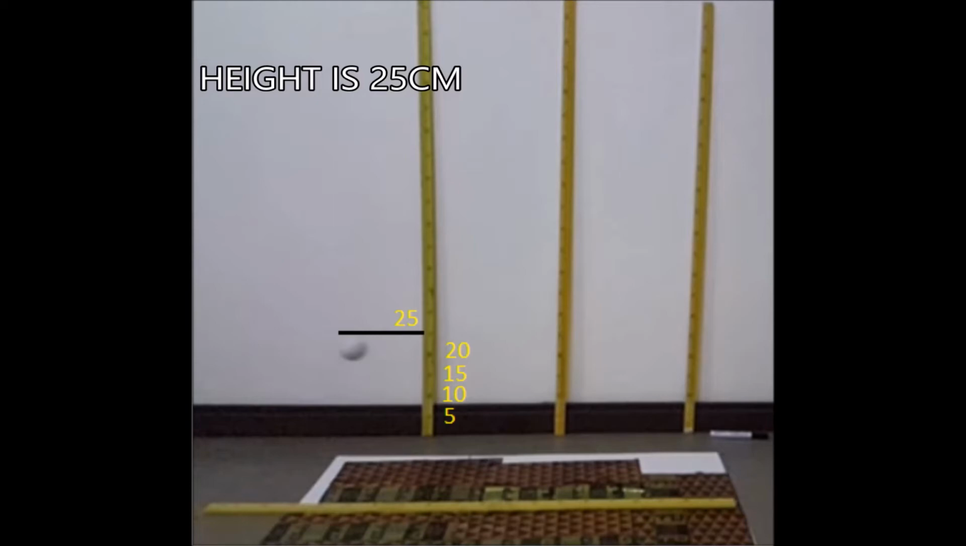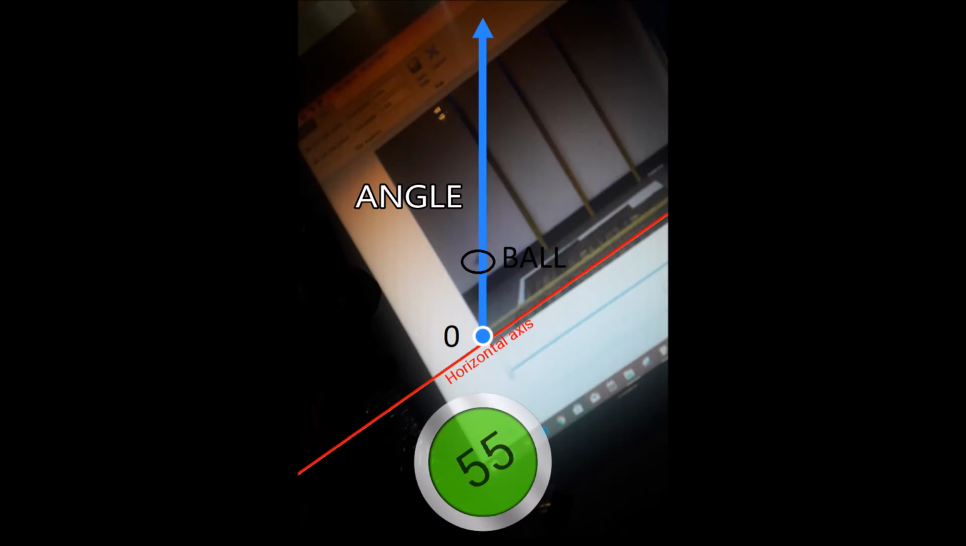In this experiment, we will be needing meter sticks, a ping pong ball, carbon paper, bond paper, and an elastic.